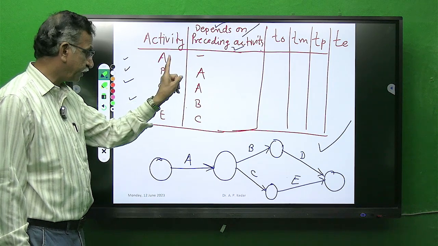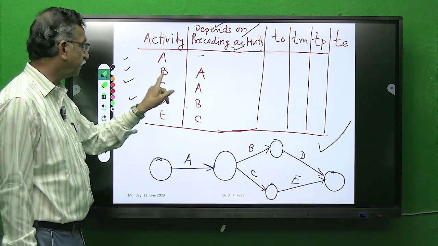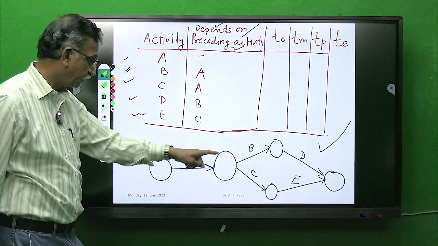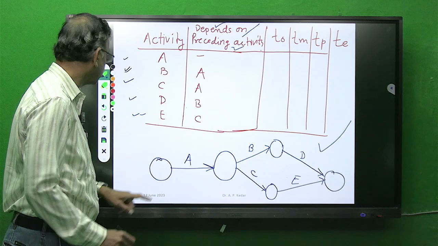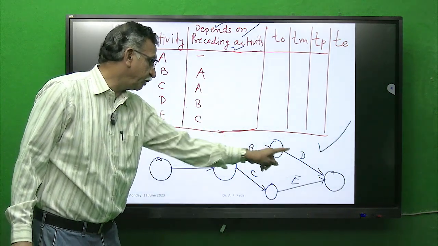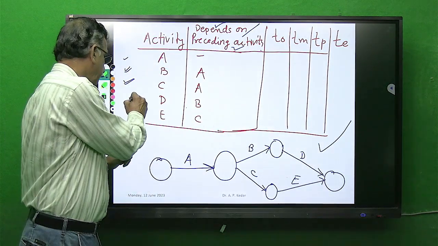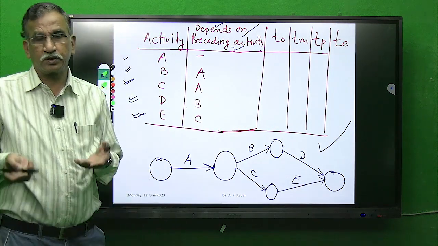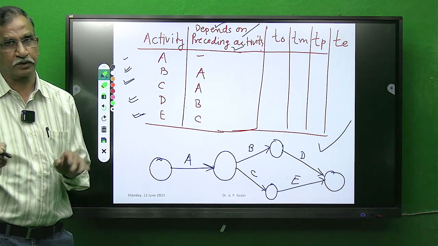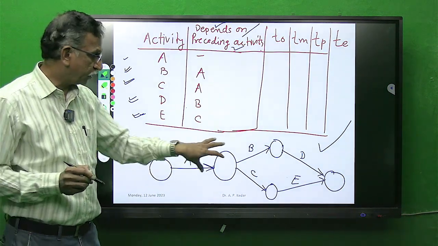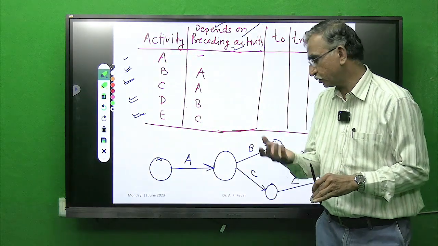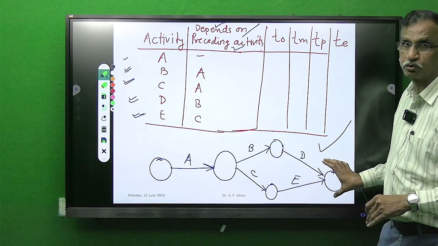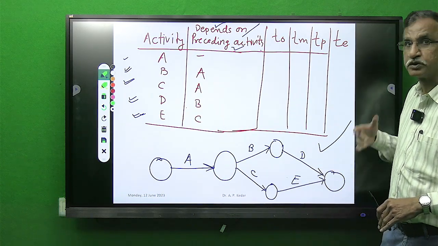A is independent, a dash, A is the starting activity. B depends on A, B depends on A, yes, double check. C depends on A, yes, my network is showing. D depends on B, yes, my network is showing. And E depends on C, yes, my network is showing. This is how I have cross checked my network. So what happened? Ultimately I got the correct network. Otherwise what mistake would I have made? I would have ended this with 2 nodes, or if there are 3 activities, 3 nodes, which is wrong.